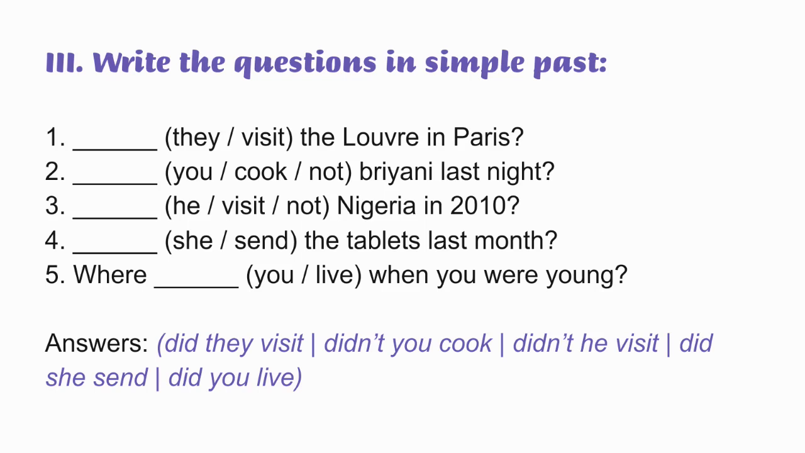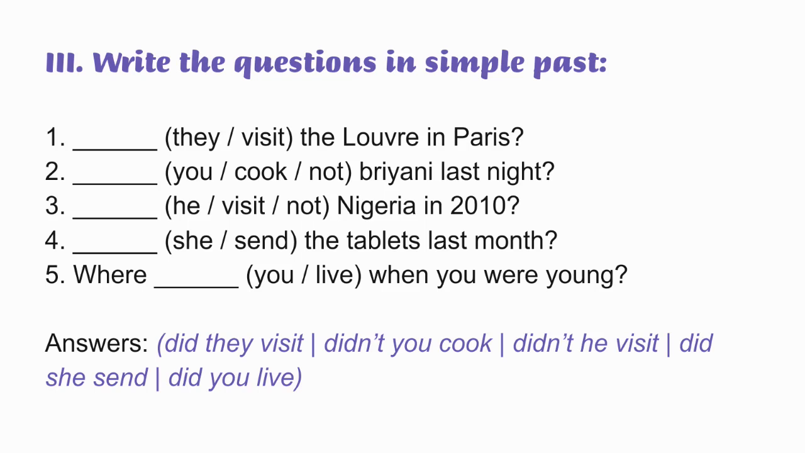Sentence number 1. Blank. Let's read the subject and the verb given in bracket. They visit the Louvre in Paris. So we need to frame a question in past tense using they and visit. Helping verb did, subject they, and the base verb visit. So, did they visit the Louvre in Paris?